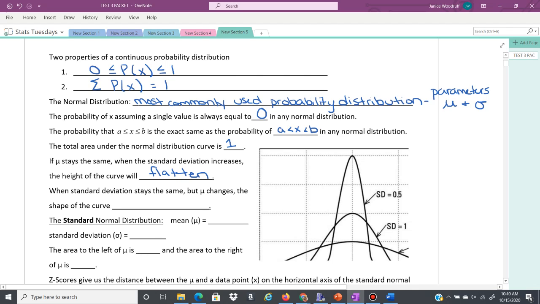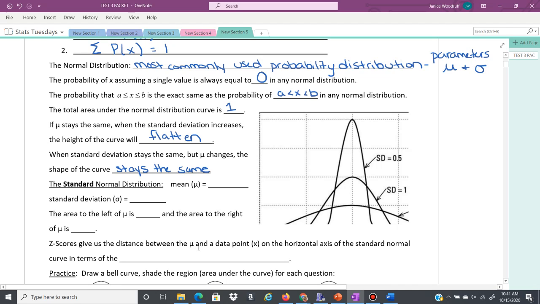Okay, when standard deviation stays the same, but the mean changes, the shape of the curve actually stays the same here, because the shape of the curve is determined by the standard deviation. Okay, so in a normal distribution, you are going to have a normal distribution and then a standardized normal distribution.